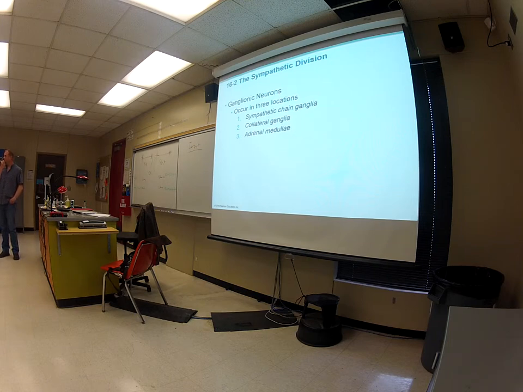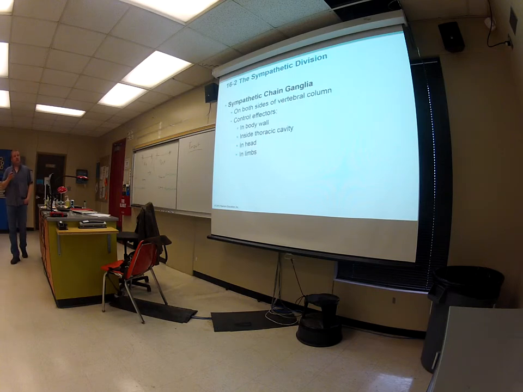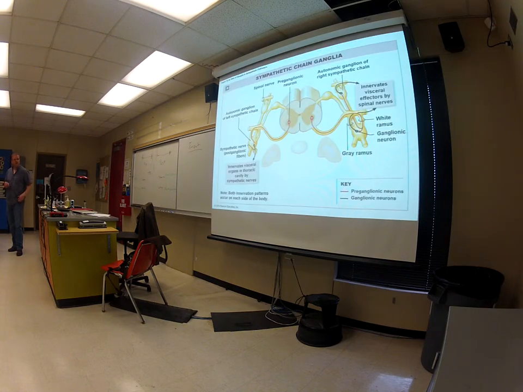A collection of nerve cell bodies found in the sympathetic chain ganglia, collateral ganglia, and adrenal medulla. Go figure, they mention it, but they don't show it. Sympathetic chain ganglia are in the body wall, inside the thoracic cavity, in the head and limbs. Where are they located? Well, right here. Postganglionic fibers shooting out here. Here's the chain ganglia.